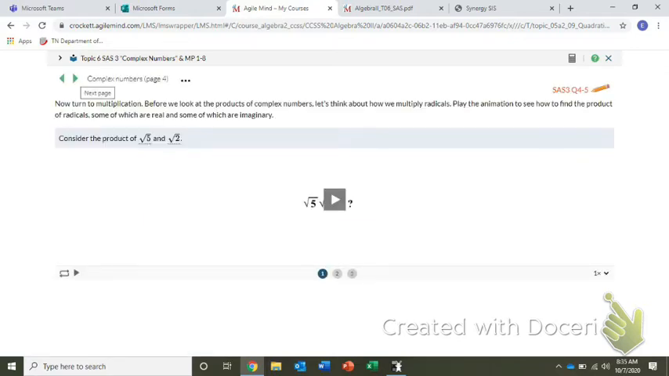All right, this is number 5. So, it says, consider the product of the square root of 5 and the square root of 2. What's the word product mean? Multiply. Okay. So, on number 5, it says, rewrite each number in terms of i.